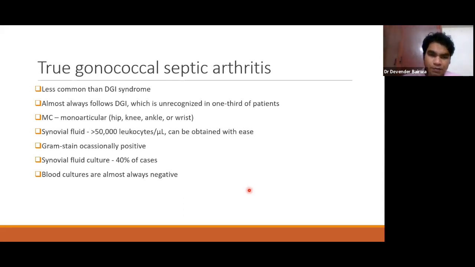So what is the point? The point is that generally when there is a DGI syndrome, bacteremia is happening, and once that is settling down, then the bacteria has gone to the joint. That is why in case of DGI, if you do a blood culture, it will mostly be positive. But when your patient has developed septic arthritis, blood will be negative, but the joint will contain the bacteria.